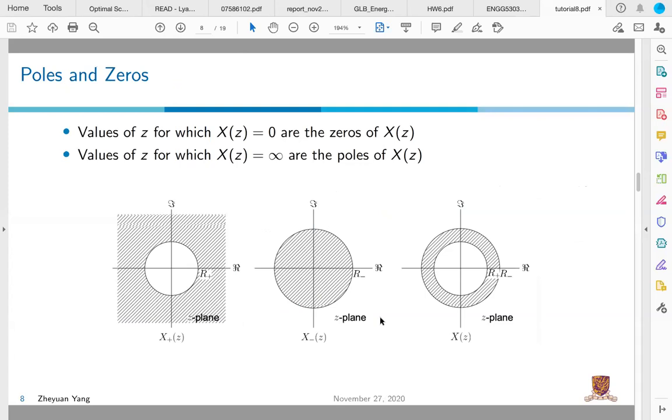So this figure shows the ROC for X plus z. For the right-sided signal, it is outside the poles. And for X minus z, the left-sided signal, the ROC will be the inside part, inside the circle. And for X(z), when R minus is greater than R plus, the ROC is a ring-shaped region. When R minus is smaller than R plus, X(z) will not exist and there is no ROC.